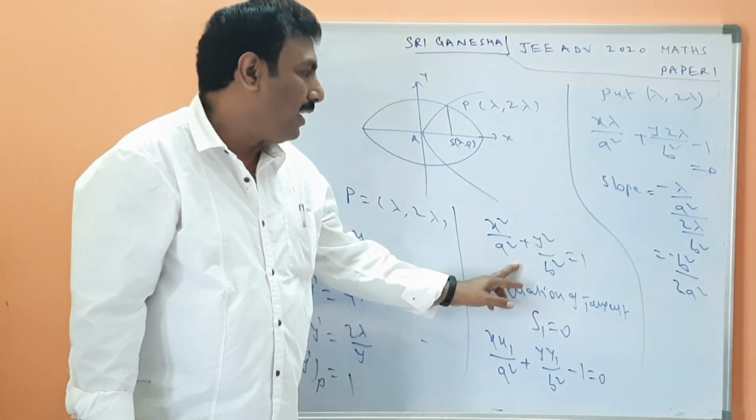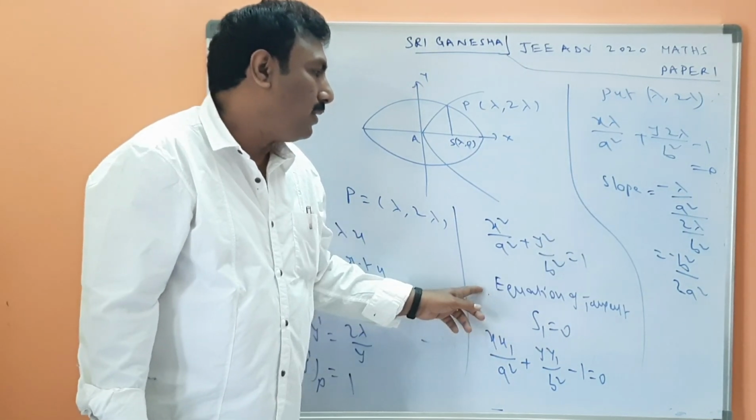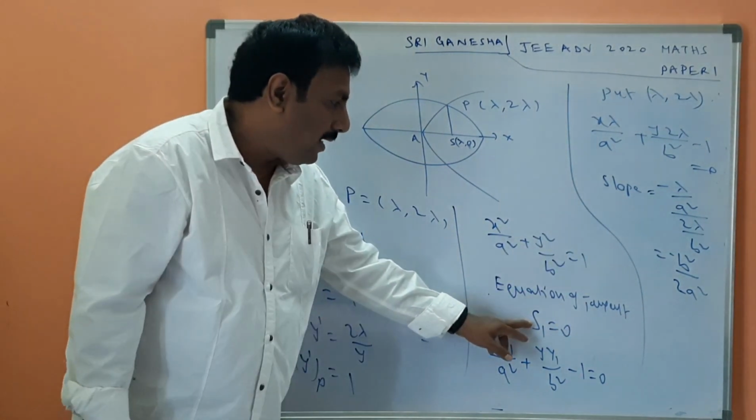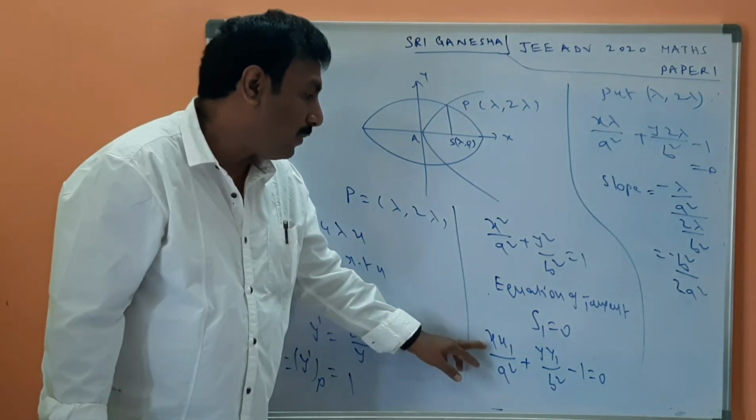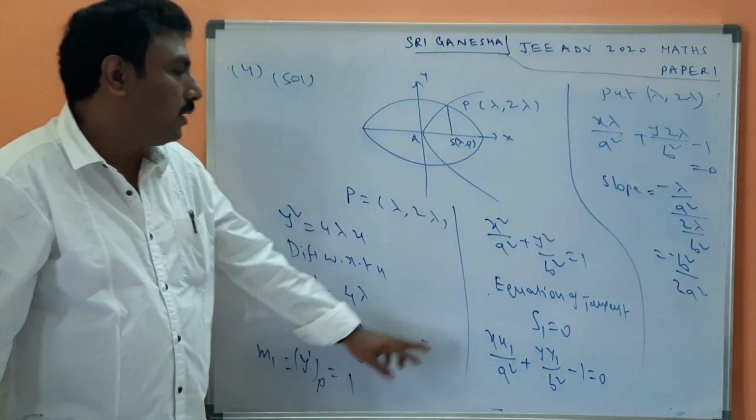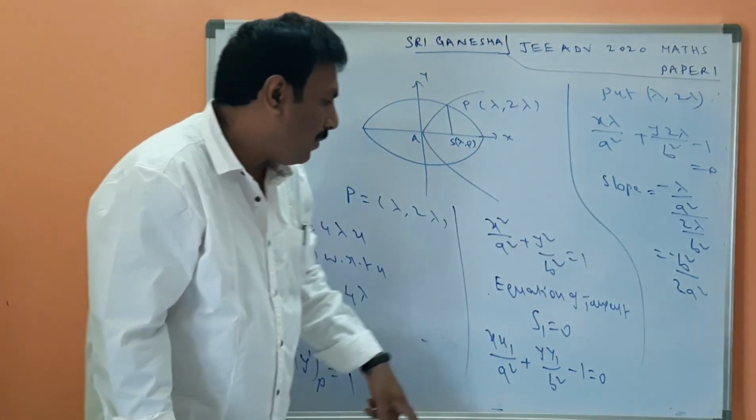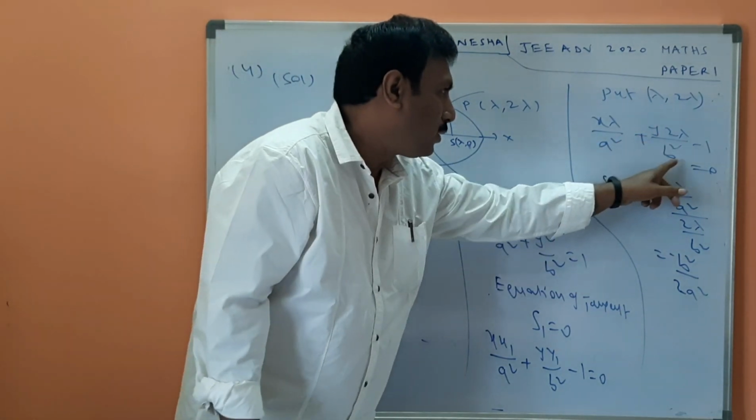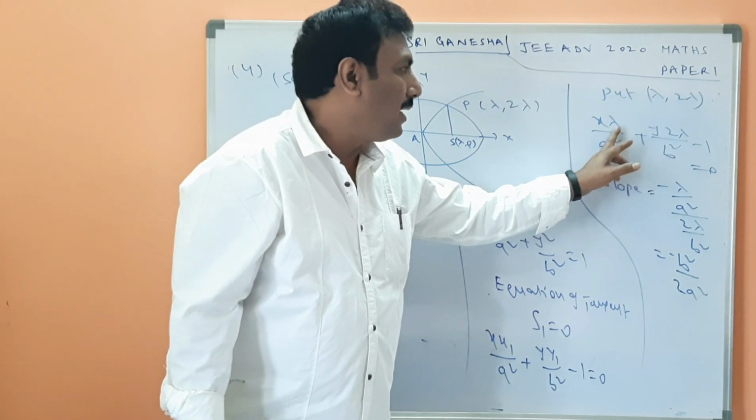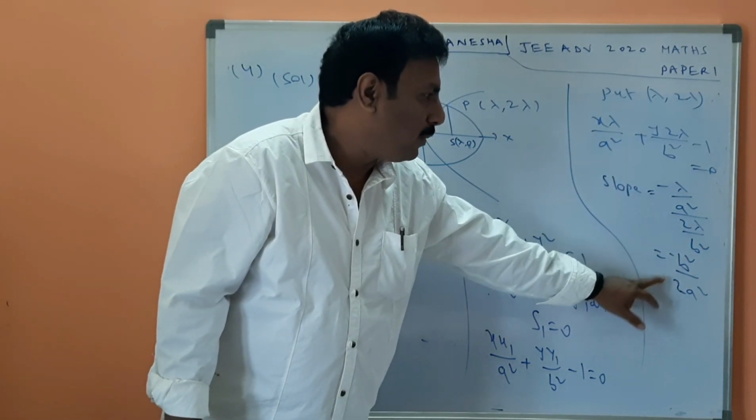Next, we take the ellipse equation x square by a square plus y square by b square equal to 1. What is the equation of tangent at the point P? That is S1 equal to 0. So x x1 by a square plus y y1 by b square minus 1 equal to 0. Substituting the point lambda comma 2 lambda, we are getting x lambda by a square plus y 2 lambda by b square minus 1 equal to 0. So slope equal to minus lambda by a square by 2 lambda by b square. So finally I am getting minus b square by 2a square.